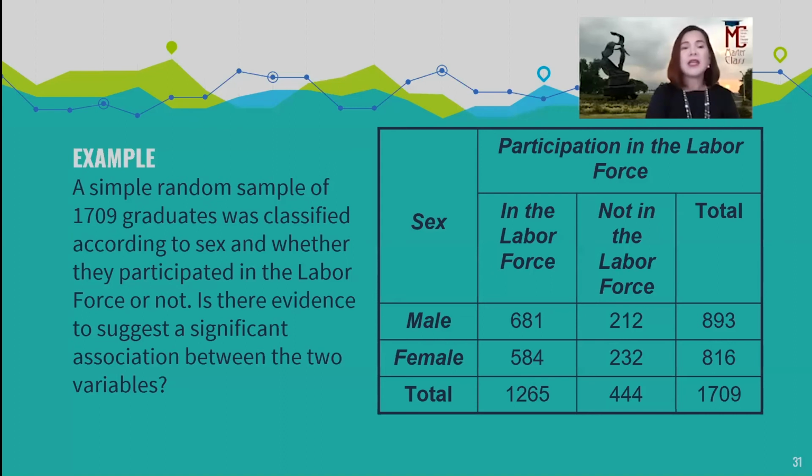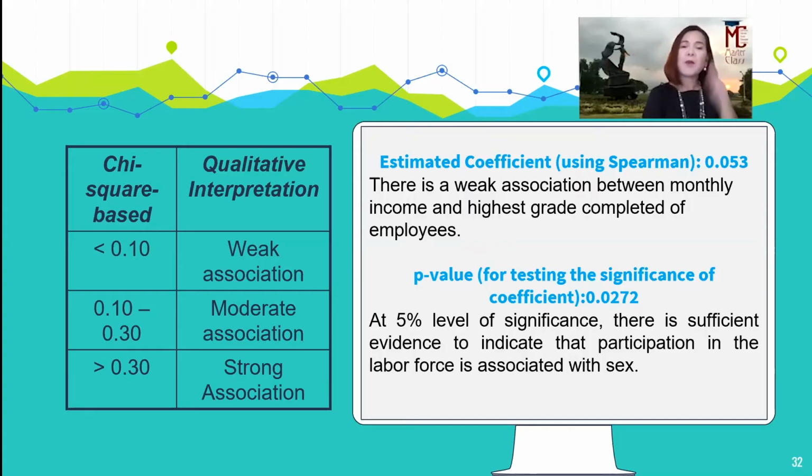So both of the variables are categorical, so the appropriate measure of association is any coefficients that are chi-square based. Okay? Now, for the chi-square base, meron po tayong rule of thumb na ina-adapt, which is entirely different dun sa ating Spearman and Pearson. By the way, yung Spearman also uses the table of interpretation of Pearson.